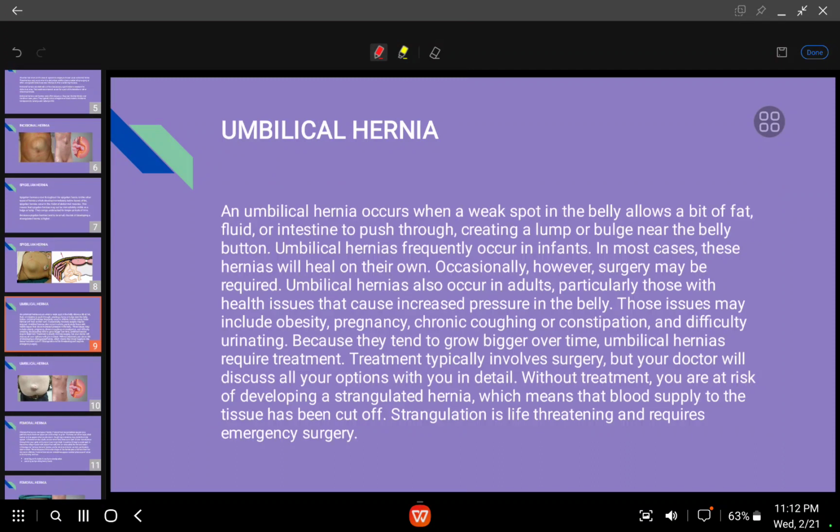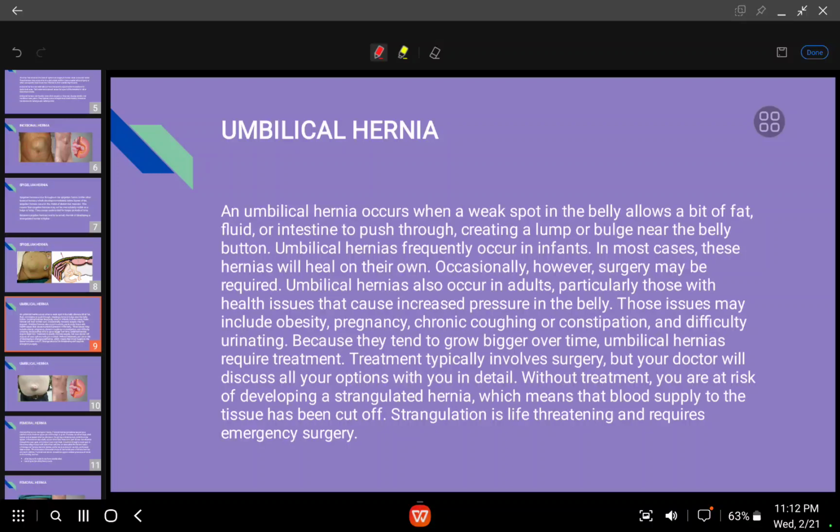So next is the umbilical hernia. Umbilical hernia occurs when a weak spot in the belly allows a bit of fat, fluid, or intestine to push through, creating a lump or bulge near the belly button. Umbilical hernias frequently occur in infants. In most cases, these hernias will heal on their own. Occasionally, however, surgery may be required.